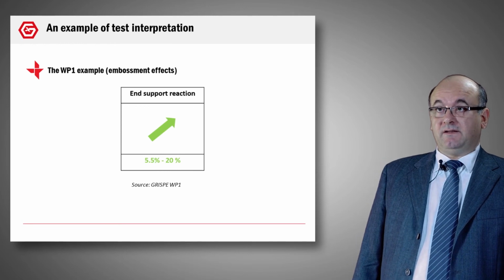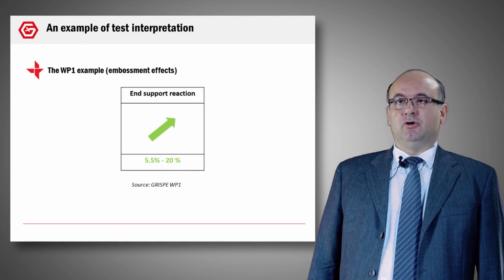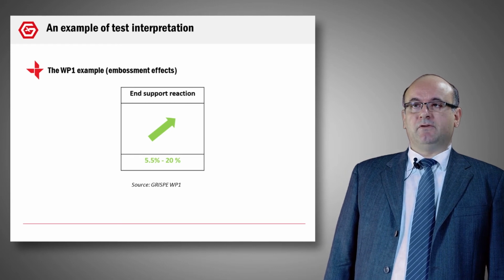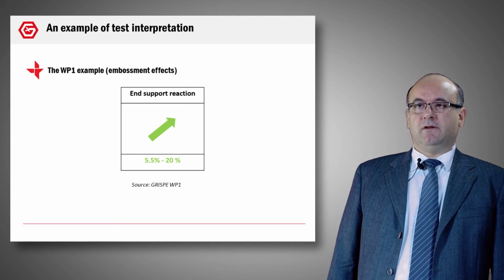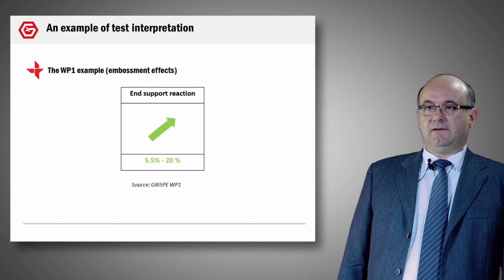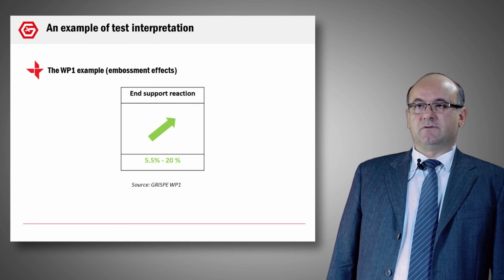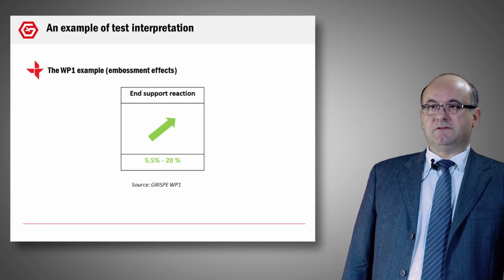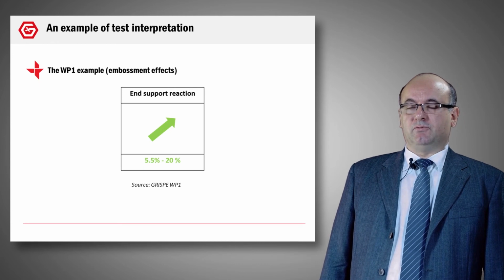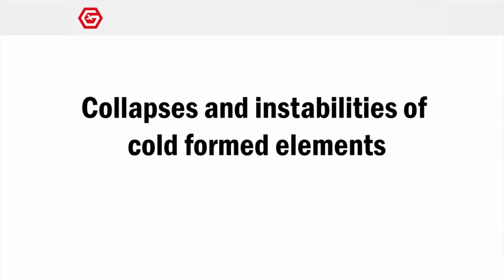An example of in-test interpretation now. For example, in WP1, you can see that the embossment increases the reaction on the support. In fact, the increase is 20%. So, adding an embossment increases the resistance of the profile at the end support reaction. Now we are going to study the collapse and instabilities of the cold-formed elements.